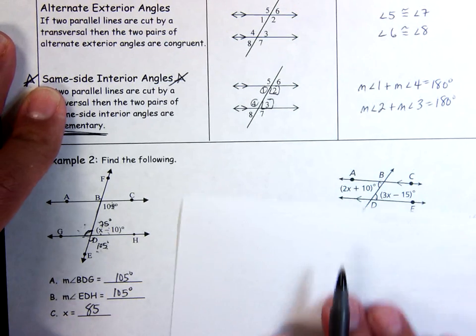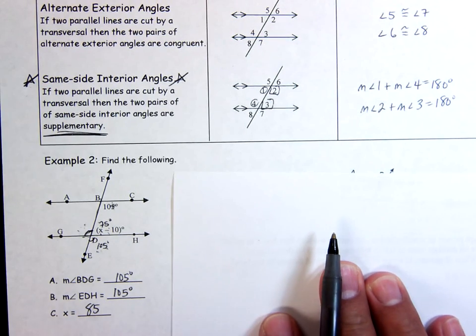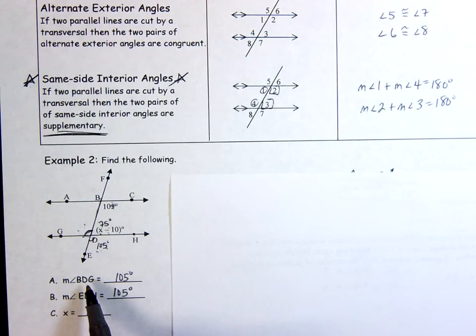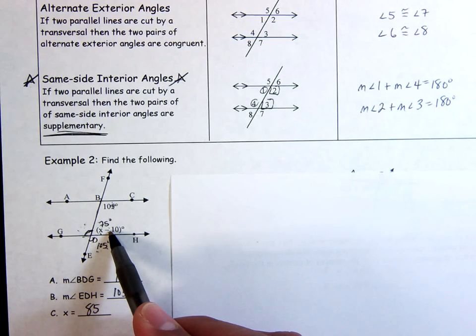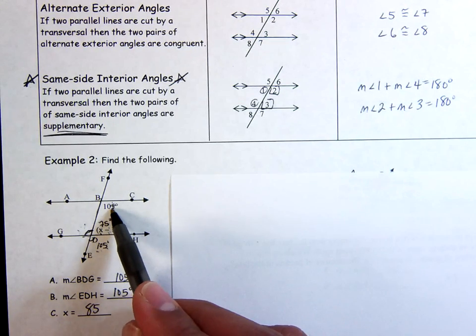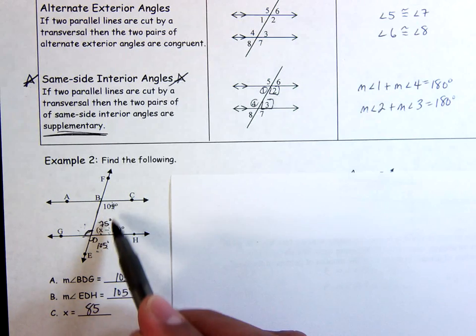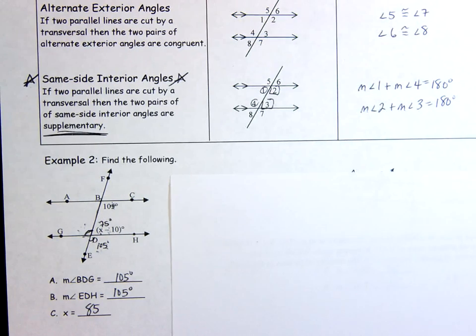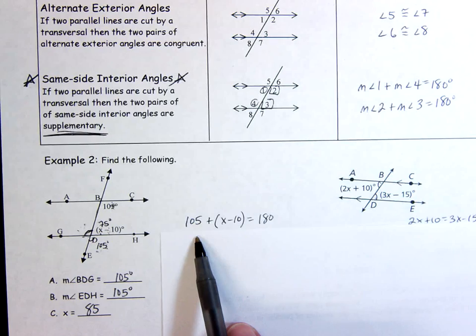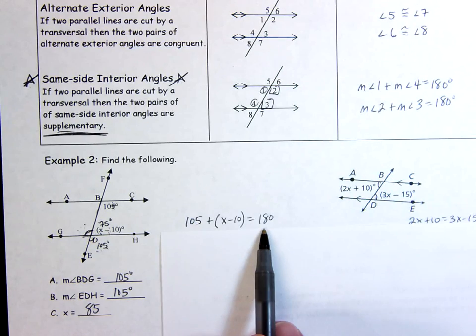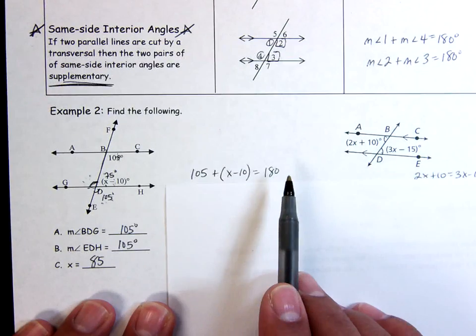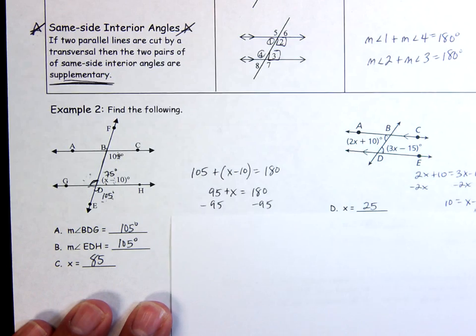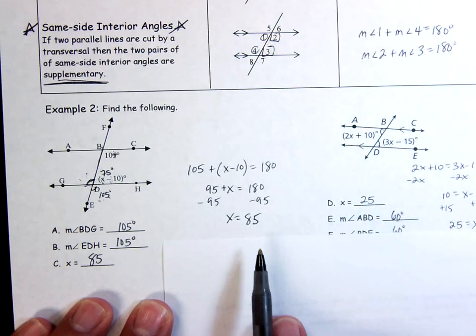Got a little bit of work they want us to do. Tells me find the measure of angle BDG. Well, let's find what x is. So this angle right here is x minus 10. This angle right here is 105. Those are same side interior angles. So I should be able to add them up, and it equals 180 degrees because they are same side interior. Again, do a little bit of algebra, and I get that x is equal to 85.